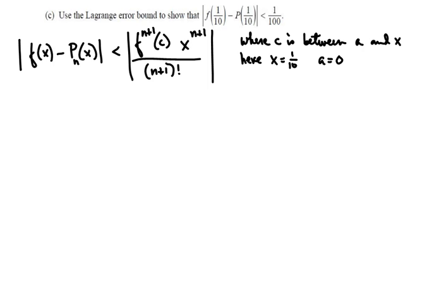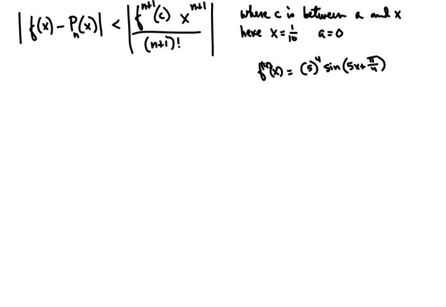Now you recall that p of x was a third degree Taylor polynomial, so the first unused term would be the fourth. And we've already calculated this above. The fourth derivative of f of x was 5 to the fourth times sine of 5x plus pi over 4. Now what we want to do is make this a maximum value.